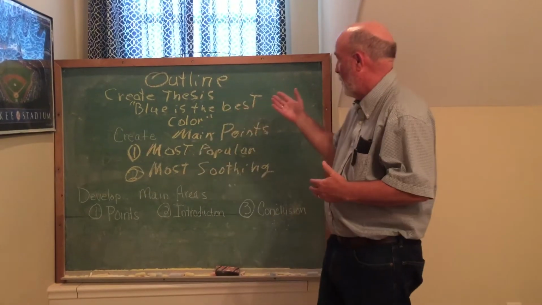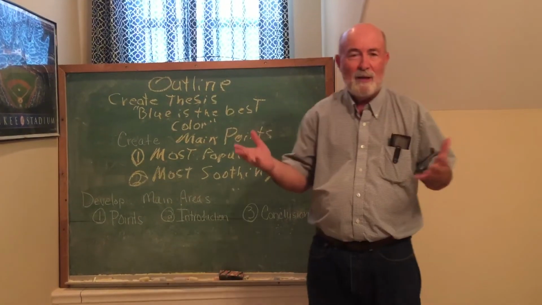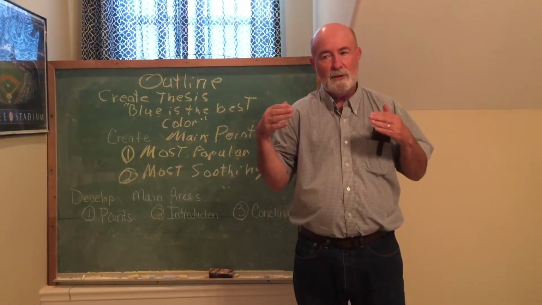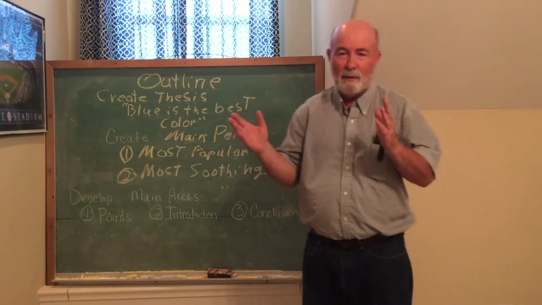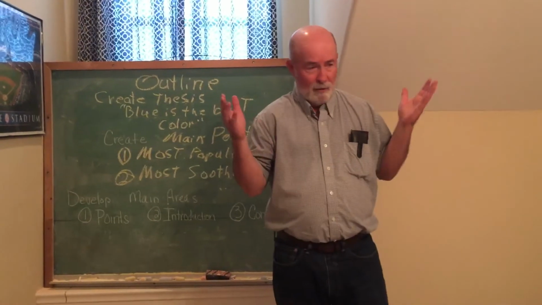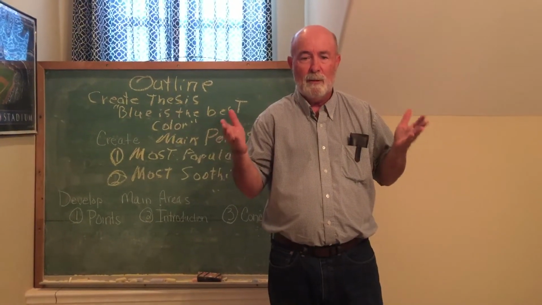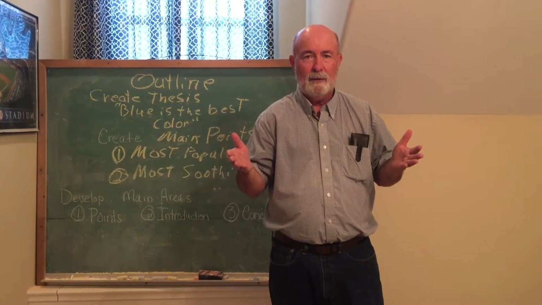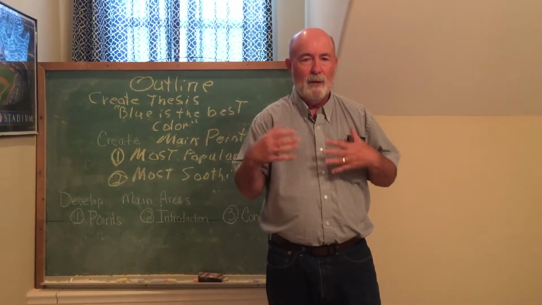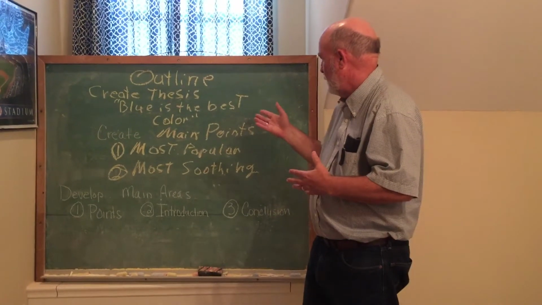And the first thing that I wanted to talk about is to create your thesis. And you have to have that before you can write the outline, because the purpose of the speech is to prove that thesis. And so I came up with sort of a silly example. Blue is the best color. And so that's my thesis. I'm going to prove to you that blue is the best color, right, in my speech. And so I want to use that as kind of an example to show you how to figure that out, how to develop that.